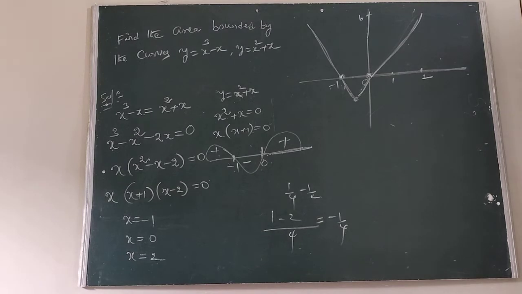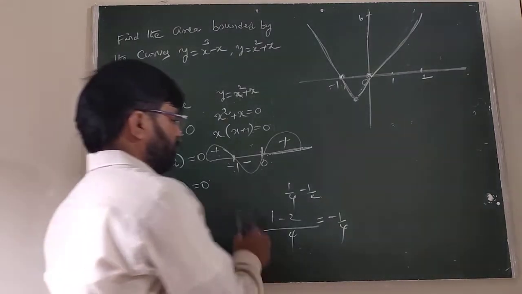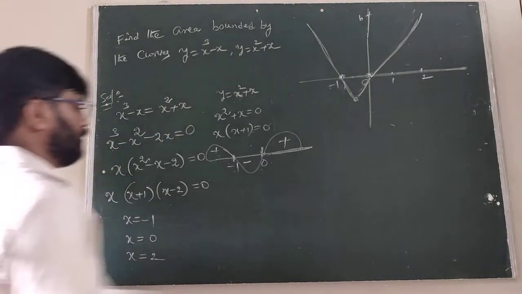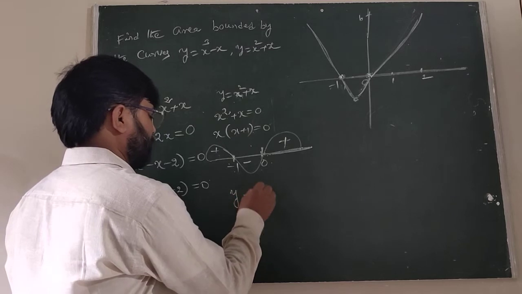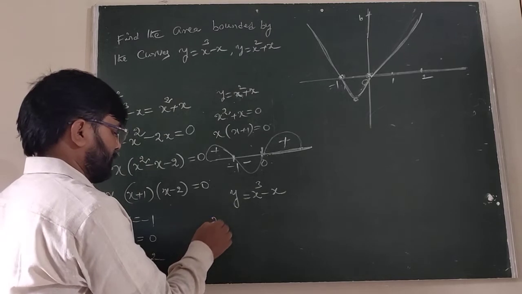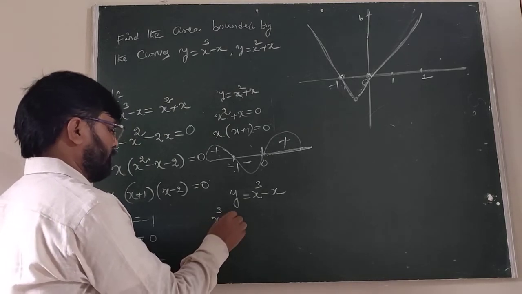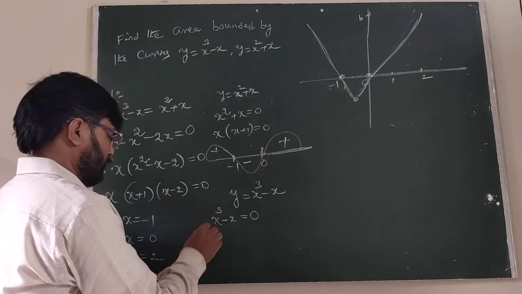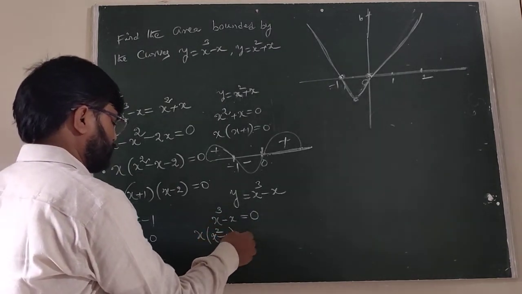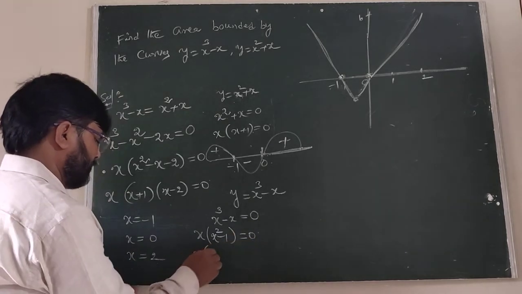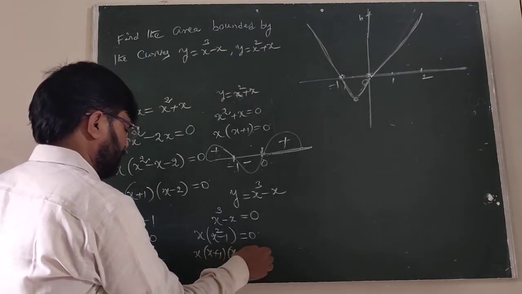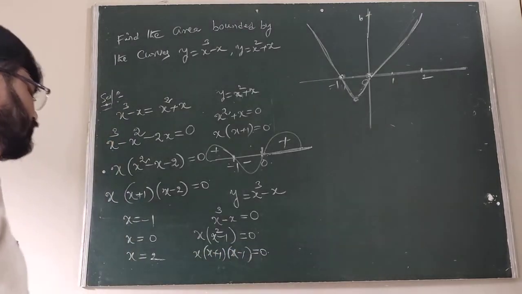Okay students, now another graph is there. What is the other graph? y equals x cube minus x. So on the y-axis x is 0. That means x cube minus x equals 0. We take x common. That is x square minus 1 equals 0. x into x plus 1 into x minus 1 equals 0. Therefore we got x equals 0.